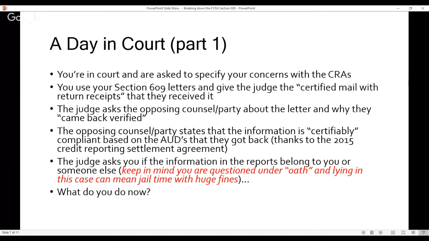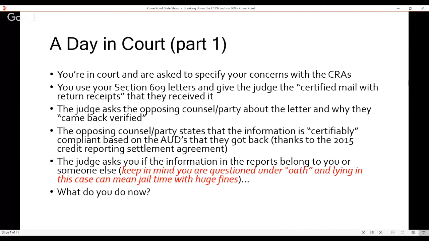So let's go over a scenario, like a story. I'm playing this out so you can get the emphasis of why Section 609 can go horribly wrong for you if you don't execute it the right way. So day one, you're in court. You're asked to specify what your concerns are against the credit reporting agencies. And you say to the judge, look, I have a Section 609. It's certified. I saw that they received it.